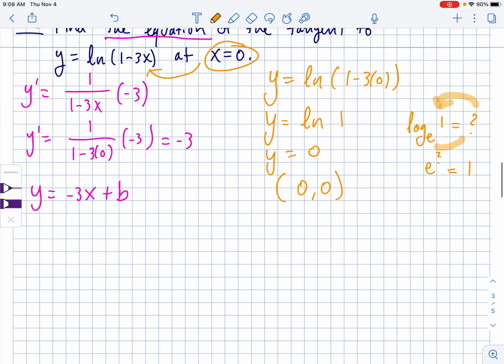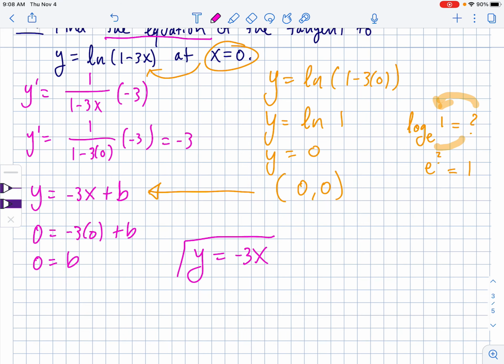Then if you plug that into your y equals mx plus b, you get 0 equals -3 times 0 plus b. Wow, this is boring. It's just 0. So the equation of the tangent is y equals -3x.